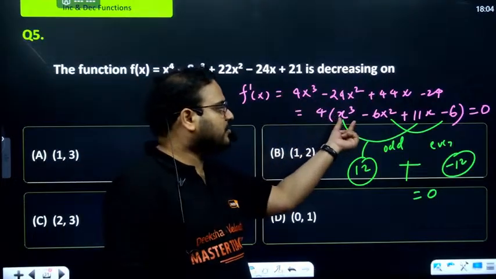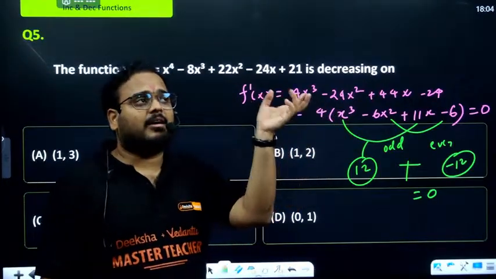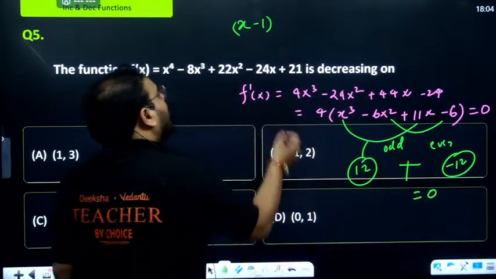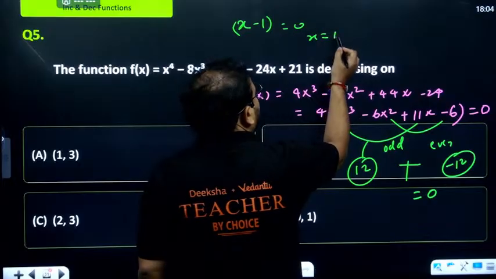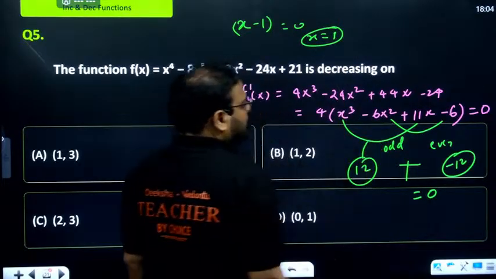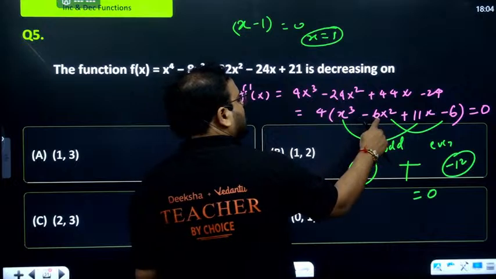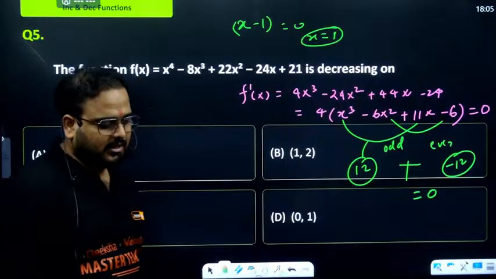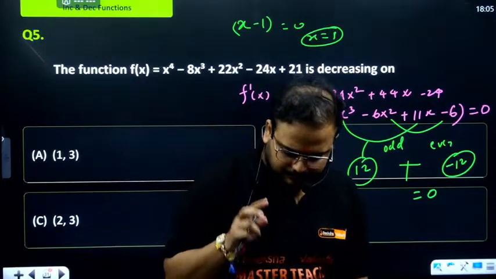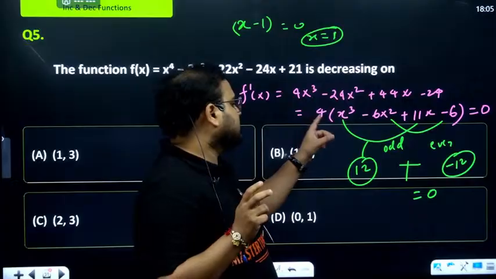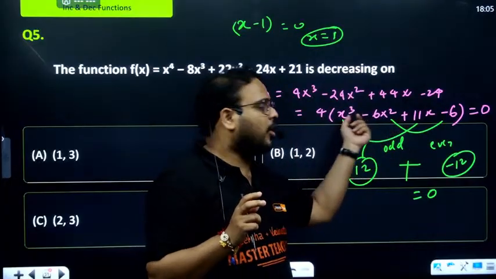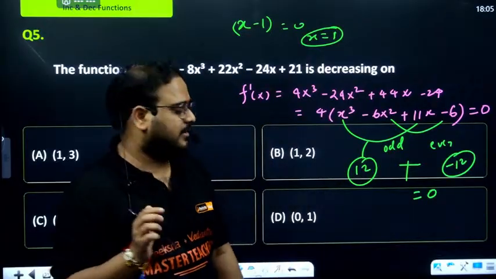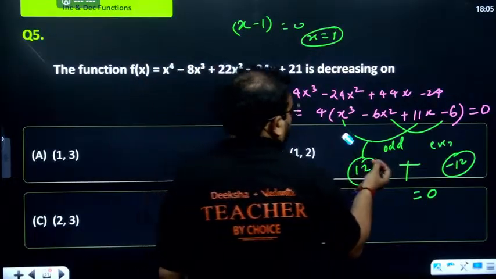x equals 1 will be a zero of this polynomial, and x minus 1 will be a factor of this particular polynomial. Check. 1 cube is 1. This is going to be minus 6 plus 11 minus 6. So 1 plus 11 is 12, minus 12 is 0. Is this clear, everyone? Okay. The sum of the odd power coefficients and even power coefficients, if you add them, is coming as 0. It means 1 will be a factor.